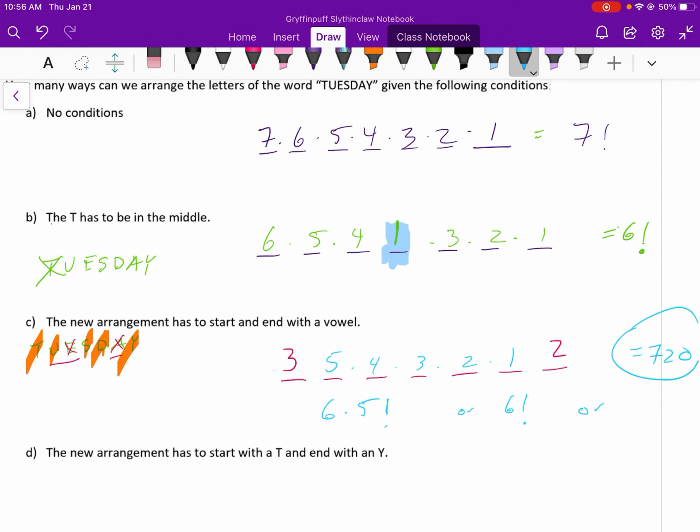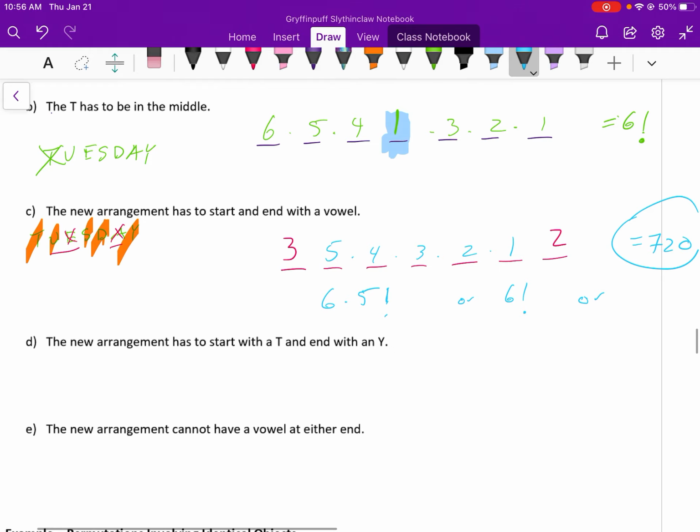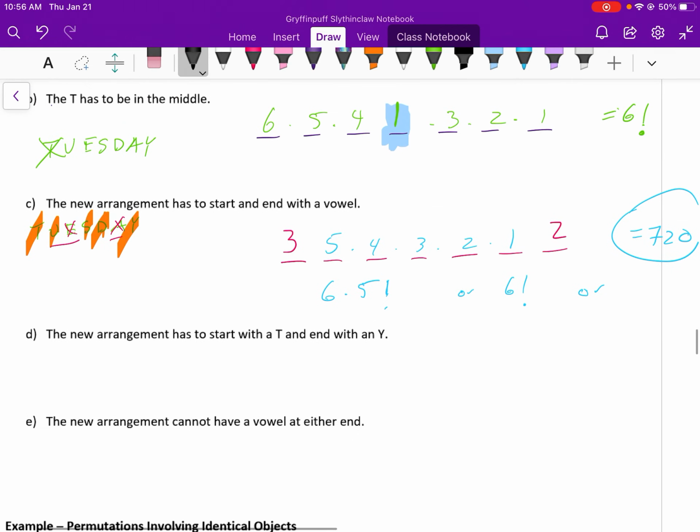So 6 factorial is going to be 720 different ways I can write it. Whew, I'm getting tired here. Let's continue on because we're having so much fun.